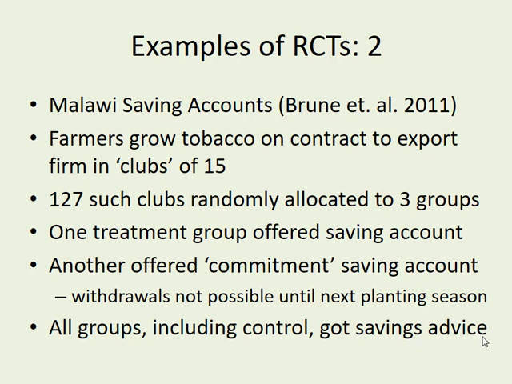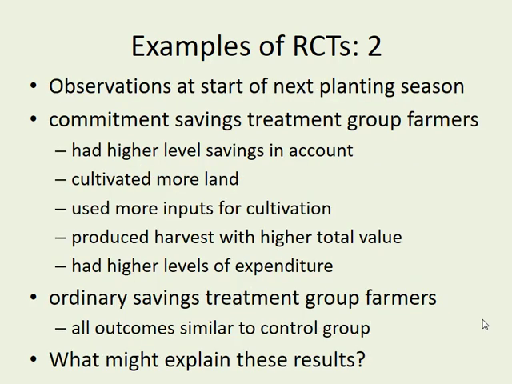So what did they find out in this case? Well, again, comparing to control group, when they observed at the start of the next planting season and compared with the earlier observations, again they observed both before and afterwards, they found that the commitment savings treatment group, so the ones that had the savings account that you couldn't take the money out of, had higher savings levels just before the next planting season. They had cultivated more land, they purchased more inputs for cultivation, so fertilizer, pesticides, improving the soil. They produced harvests with a higher total value in terms of quality and yield were up, and they had higher levels of expenditure. So on things like consumer items, education and so on, they were spending more.